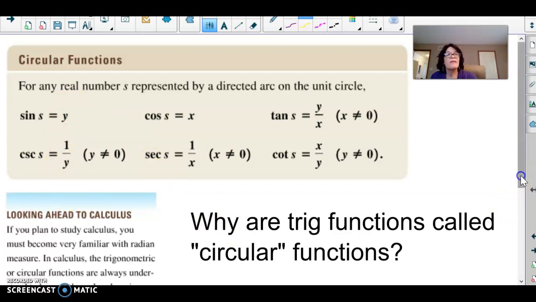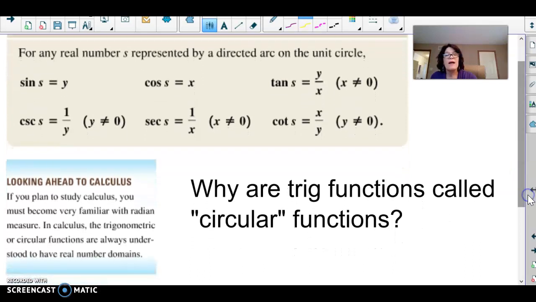Just looking ahead, for those of you that will go on to calculus, the trig functions are called circular functions. The reason we call them circular functions is they keep repeating, as you see with the unit circle, over and over again. These same x and y coordinates keep being repeated no matter how many times I wrap around the unit circle. So sometimes they'll talk about the trig functions being circular.